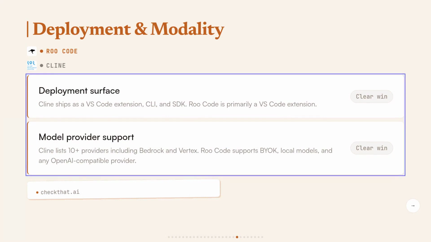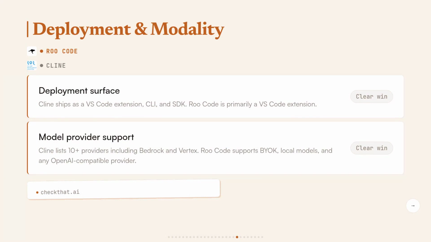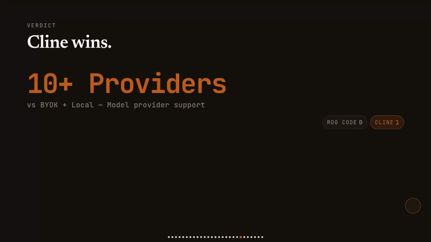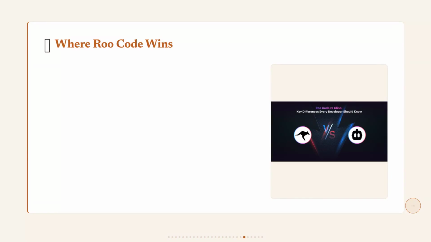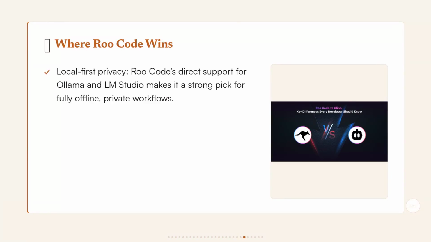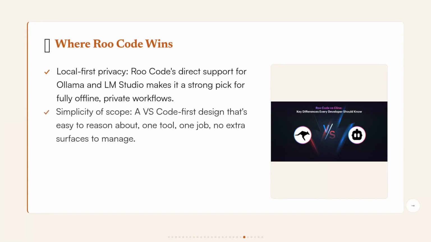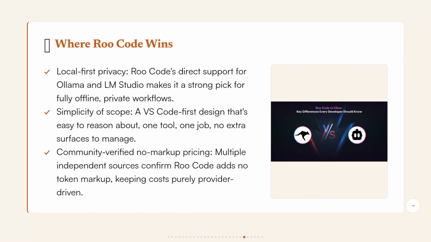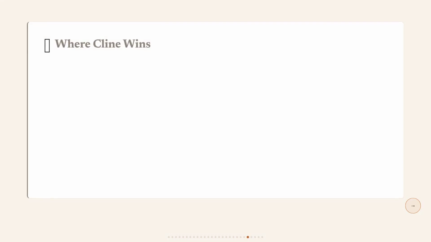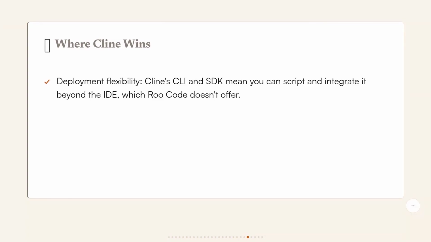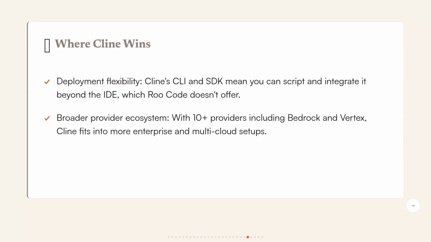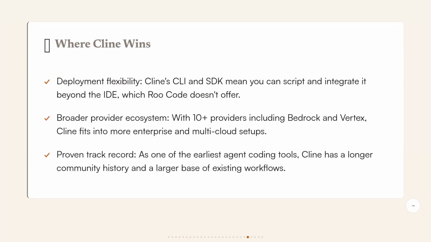Final score: Cline 2, Roo Code 1, with 3 ties sitting in between. That's real enterprise reach Roo Code doesn't have. Roo Code wins on privacy and simplicity. Its local model support through Ollama and LM Studio makes it the strongest pick for a fully offline workflow, and multiple independent sources confirm no token markup, so your bill stays purely provider-driven. Cline wins on reach. Its CLI and SDK let you script the agent outside VS Code entirely, and its 10-plus provider list, including Bedrock and Vertex, means it slots into enterprise and multi-cloud setups Roo Code simply doesn't reach.